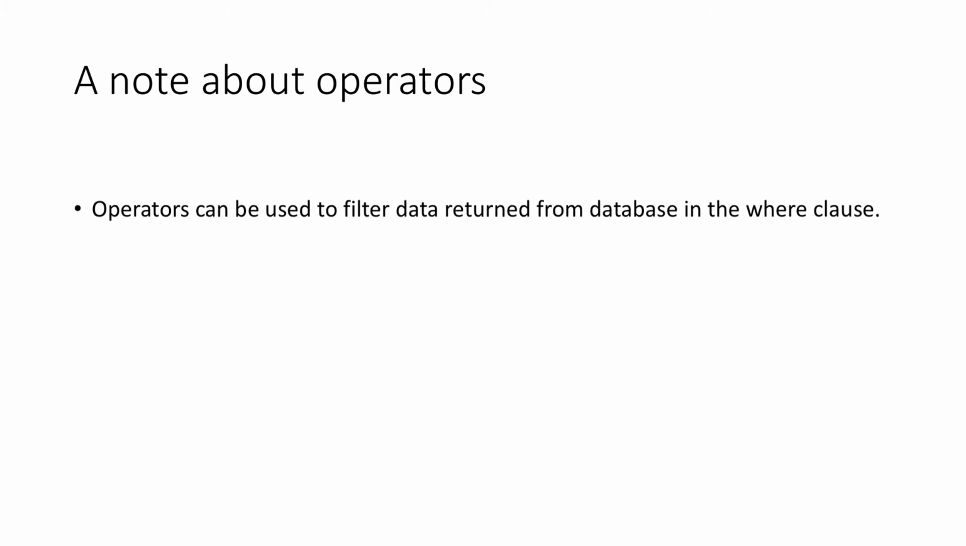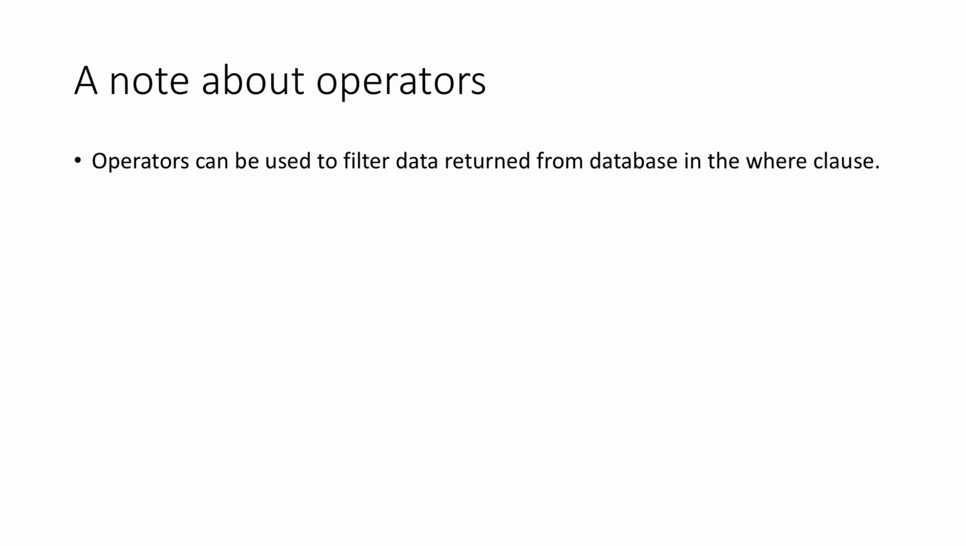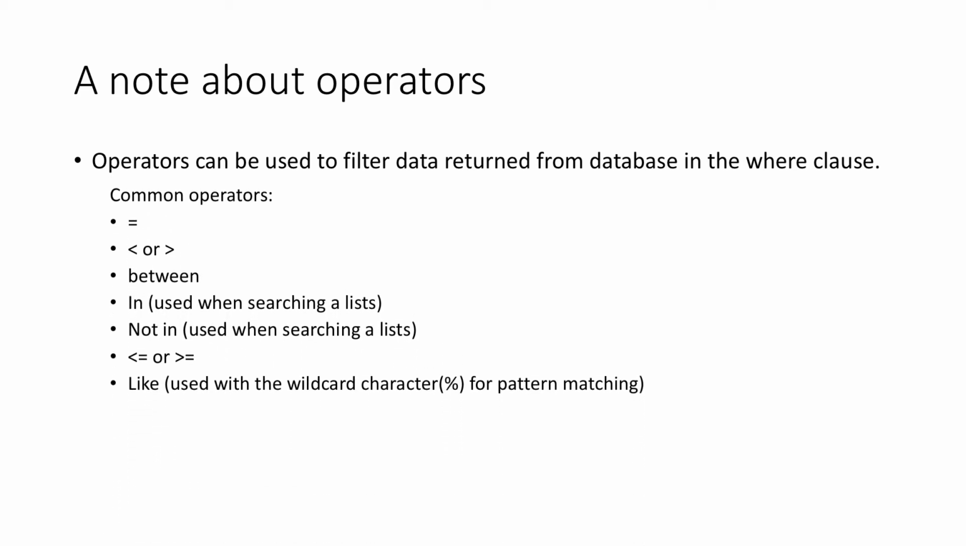And so a note about operators. Operators can be used to filter data returned from the database in the where clause. Some of the common operators, we just looked at the equals and the greater than operators, but here are some other operators that you can use. The equal sign, which we've already went over, less than or greater than, between, so you can look at size square feet between 10,000 and 20,000 if you want it. In is used for a list, and it must be separated with commas. So if you had a list of zip codes you wanted to look for, you would do in, open parenthesis, zip code 723, comma 725, whatever, and then close.